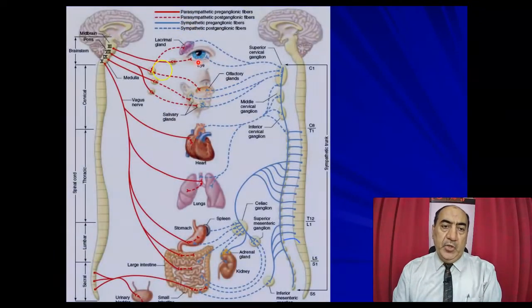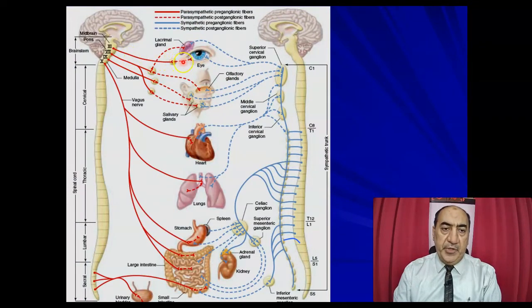So this is the dual innervation, just as you see here. See here, the eye is receiving dual innervation from the parasympathetic nervous system in red and the sympathetic nervous system in blue. You see here the salivary glands, the heart, the lung, the stomach, the GIT, generally speaking. All of these are receiving dual innervation from the sympathetic and parasympathetic.